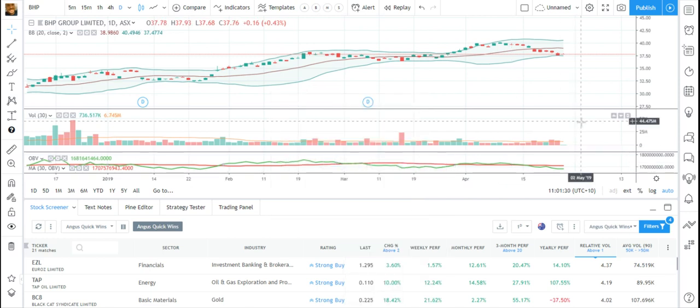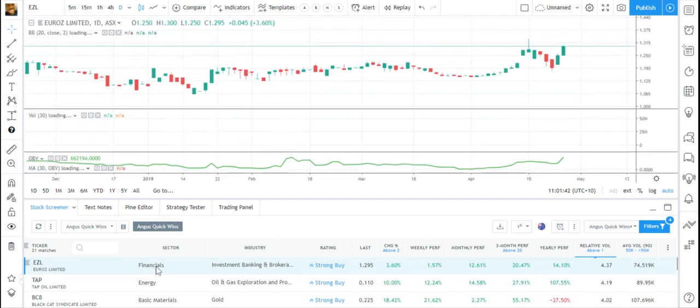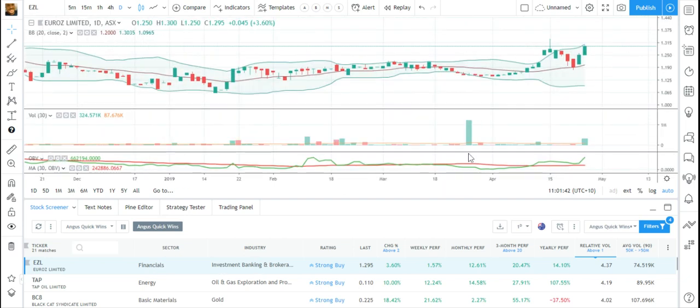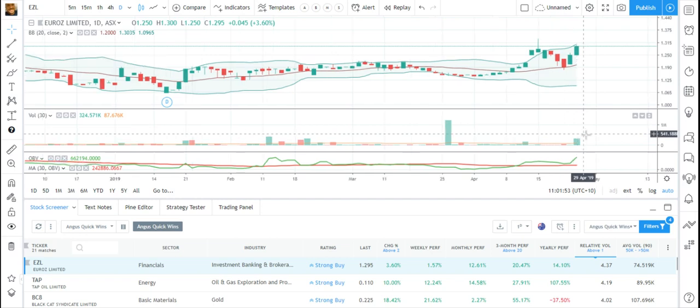And so what I'm looking for is stocks where this green line crosses above the red line. The default stock that I had was BHP. And so when I go down to here, this EZL, investment banking and brokerage, you can see here, see how I've got a strong uptick. I've got a strong breakout of volume, and you can see the volume here is quite good.